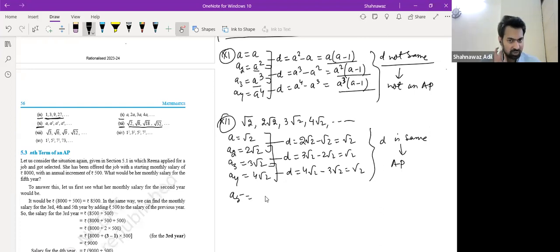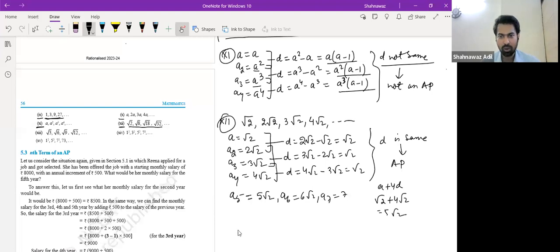So what would be the fifth term? 5 root 2. Okay, direct answer. This would be A plus 4D, where A is root 2, so root 2 plus 4 root 2 is 5 root 2. A6 is 6 root 2, and A7 is 7 root 2. Please note down these two questions, and then I will quickly do the 13th question, and then we'll go to the next topic.